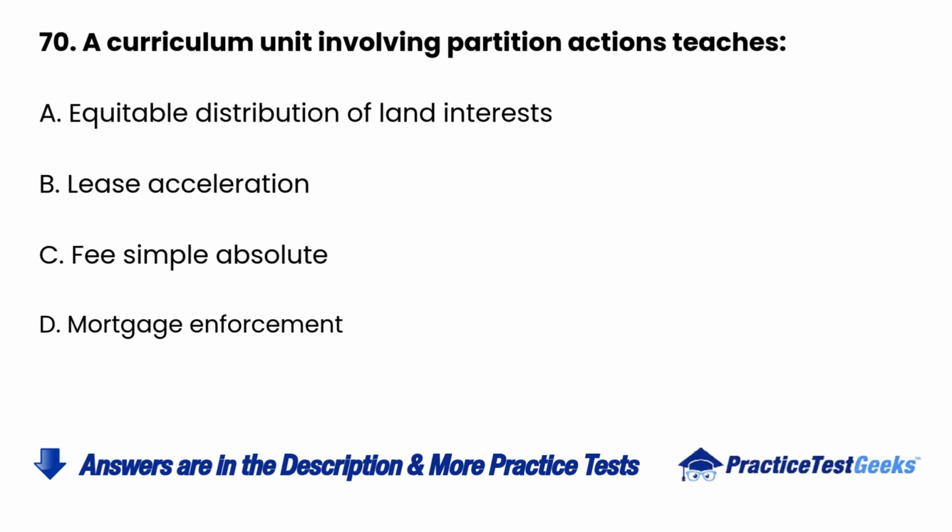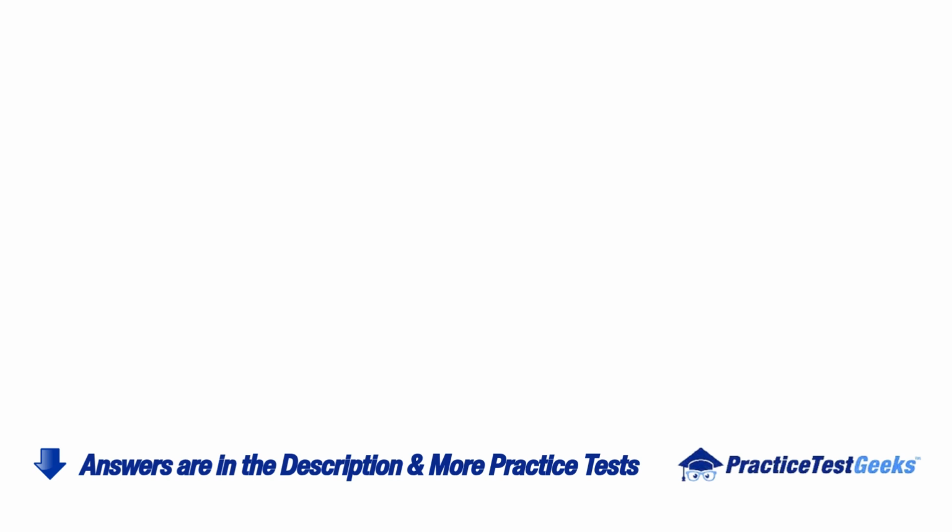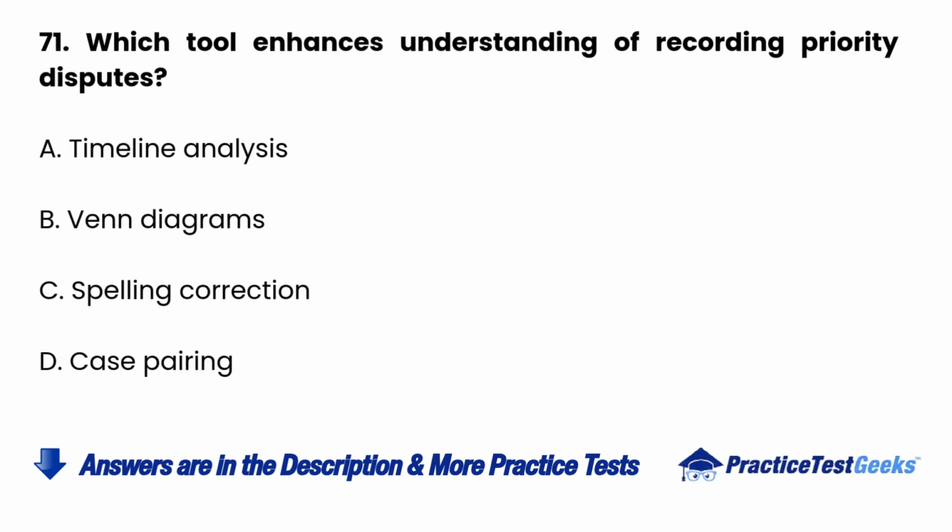70. A curriculum unit involving partition actions teaches A. Equitable distribution of land interests. B. Lease acceleration. C. Fee simple absolute. D. Mortgage enforcement. 71. Which tool enhances understanding of recording priority disputes?